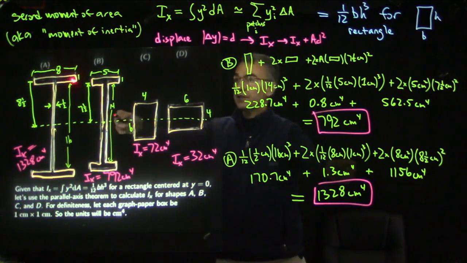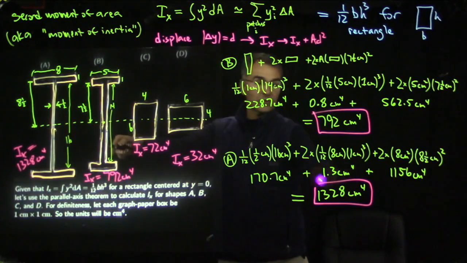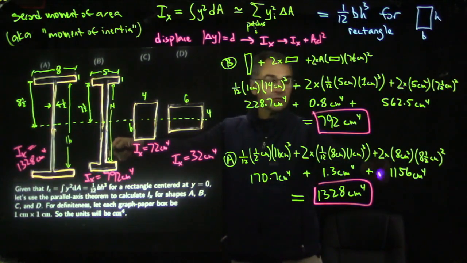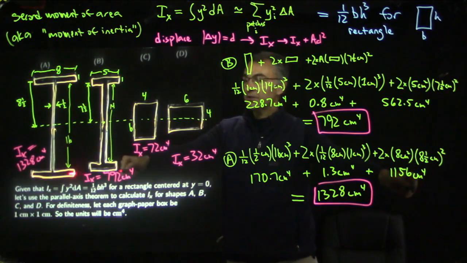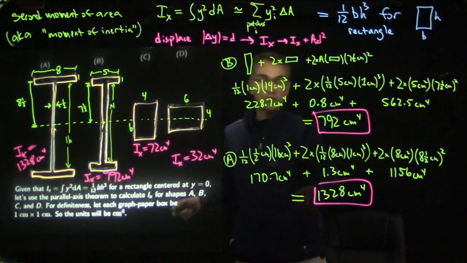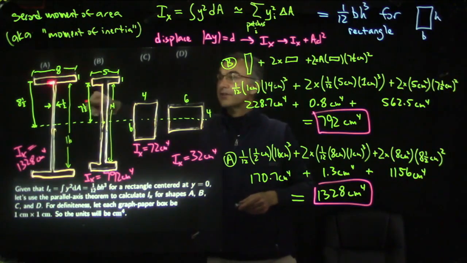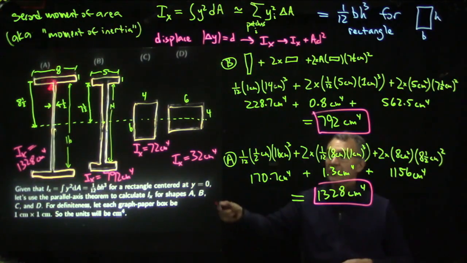The flanges, if they were centered on the x-axis, would be tiny, about 1 unit, but it seems like about 80 or 90% of the total comes from the displacement of these flanges away from the x-axis. So it's 1156 out of a total of 1328 just comes from the fact that the centroids of these things, each of which has 8 square centimeters of area, are displaced away from the axis by 8.5 units. So this is kind of an illustration of why an I-beam has that eye-like shape.